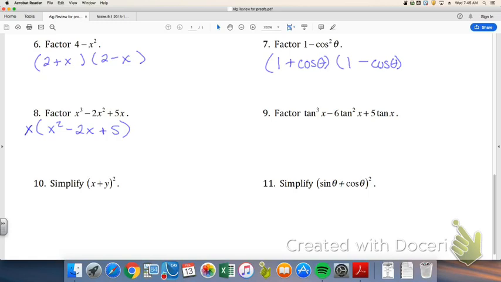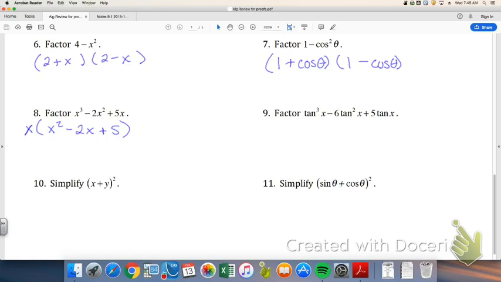Now we look at what's left in the parentheses. Can we continue to factor x squared minus 2x plus 5? Does that factor? No. Think about what are the factors of 5? 1 and 5. Is there any combination of plus and minus with 1 or 5 that can give me the minus 2x in the middle? No. Nope. So that is completely simplified.